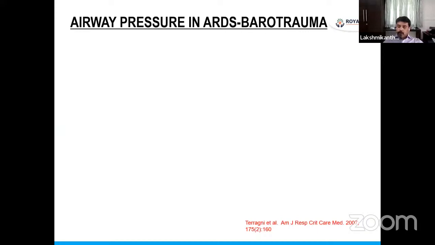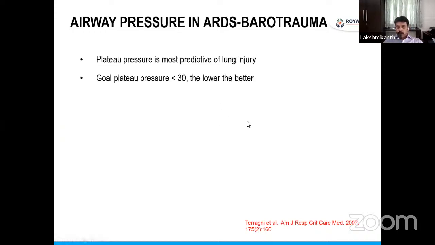The next important complication is barotrauma. As we saw earlier, plateau pressures are very, very important. When the plateau pressure exceeds the limit that is set at 30 centimeters of water, it is just an arbitrary number out of the multiple studies and evidence that we had in ARDS and normal population before. It doesn't mean that 28 is very good and 32 is very bad. We just take 30 as a number, and we try to control the plateau pressure to less than 30. The lower the pressures, the better the outcome.